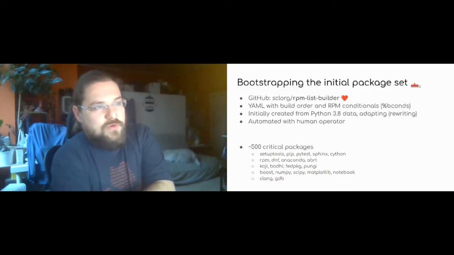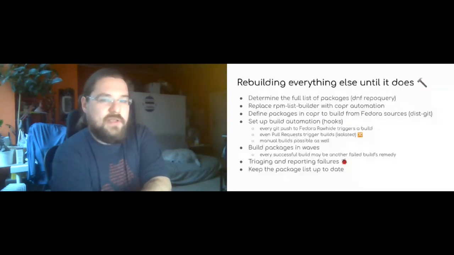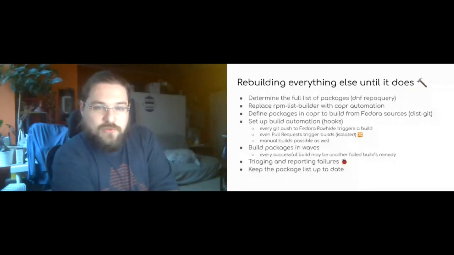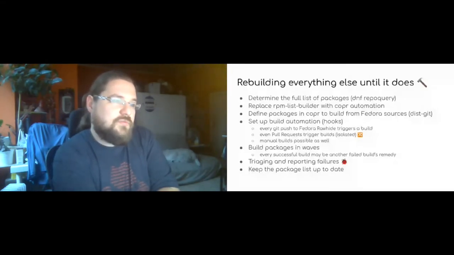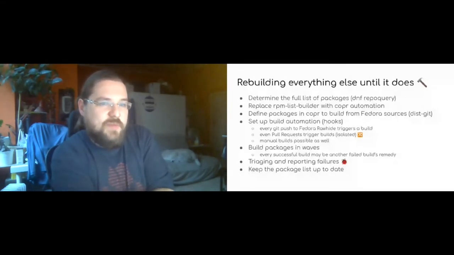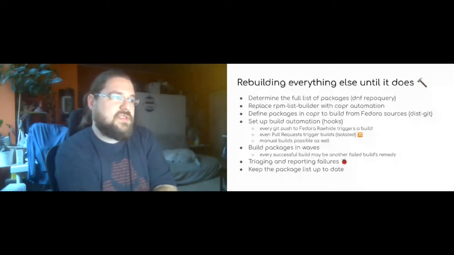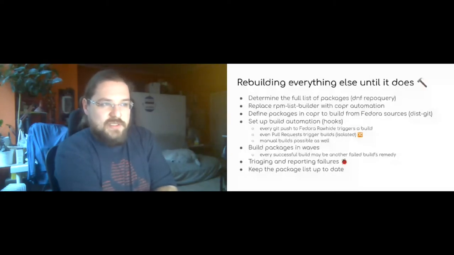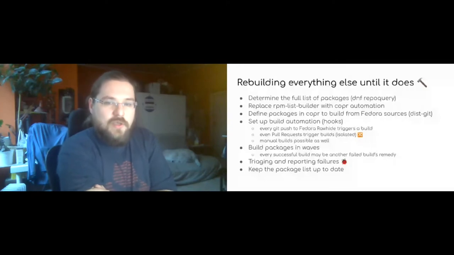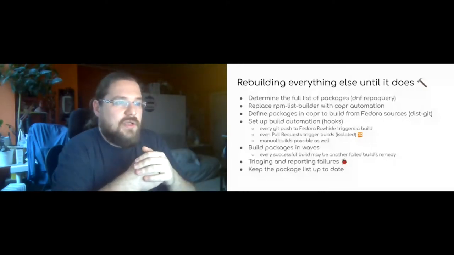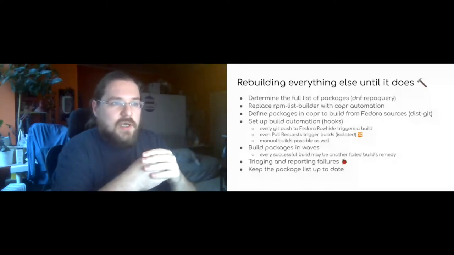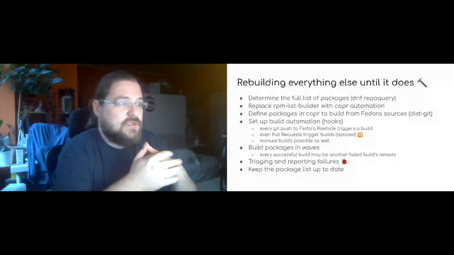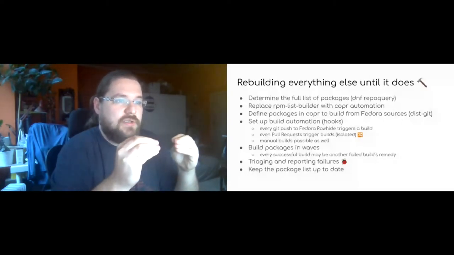And then when you are done, you build everything else. At this point, you need to first figure out what is the full package list. We use DNF repoquery to check what packages depend on the specific Python version in Fedora. We get their names, and then we put them in the Copr. We disable RPM list builder at this point and use integrated Copr automation. You can define packages in Copr and make them use the Fedora sources. This is very cool because it supports hooks and it works out of the box. So we set all the packages to use the sources from Fedora.